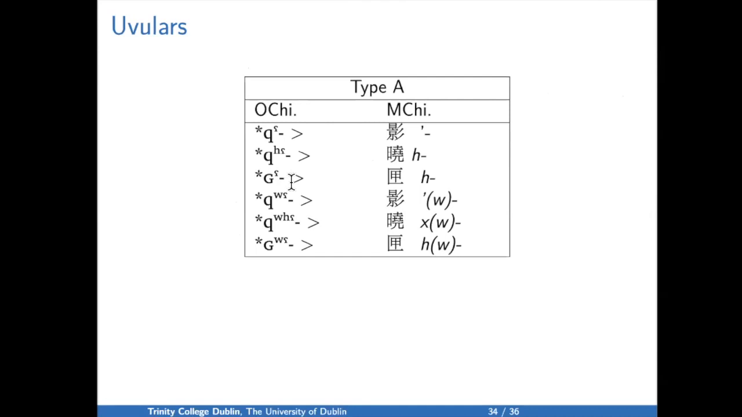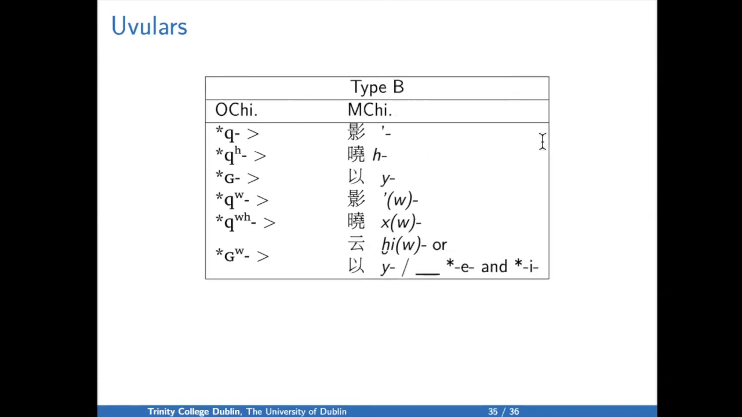Okay, so now just summing up the uvular proposal. So in type A syllables, you get what you see. Yeah. So this becomes a glottal, and then this becomes these. This one should have a line under it. Sorry about that. And so should this one. So those are the proposals for type A syllables, and here are the proposals for type B syllables. And this is that conditioned change I was talking about.